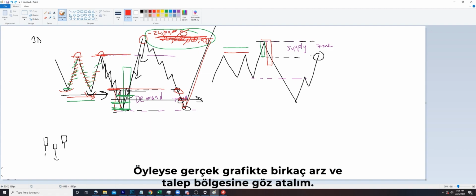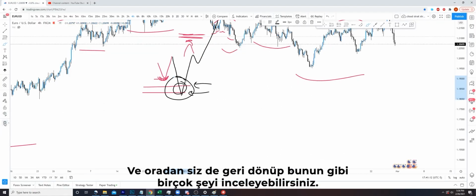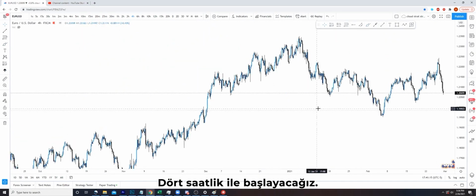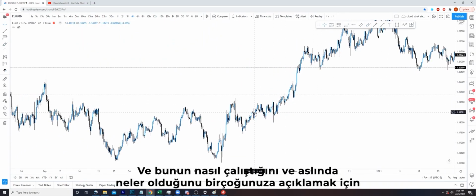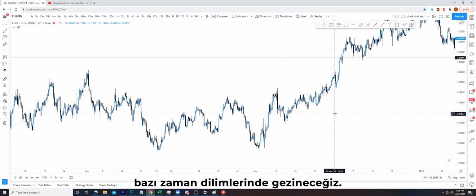So let's take a look at a few supply and demand zones on the real chart. And from there, you guys can go back and study multiple things like this. So we're going to start with the 4 hour, and we're going to work through some time frames just to explain how this works and what's actually going on to a lot of you.